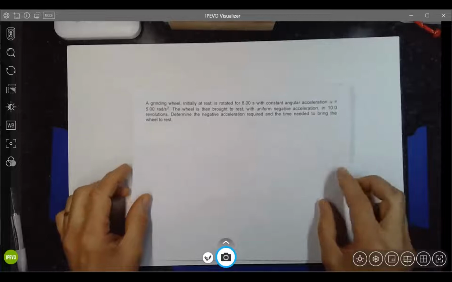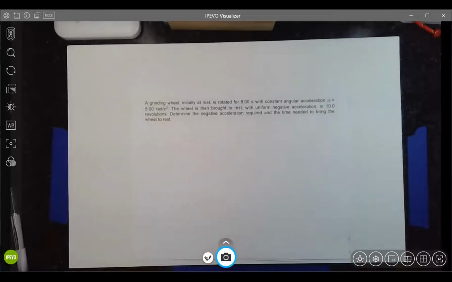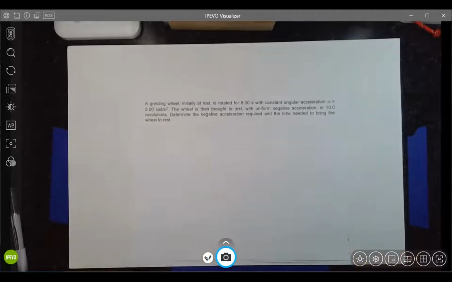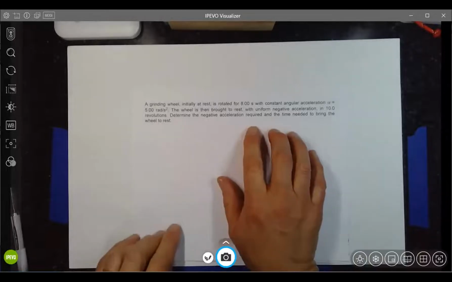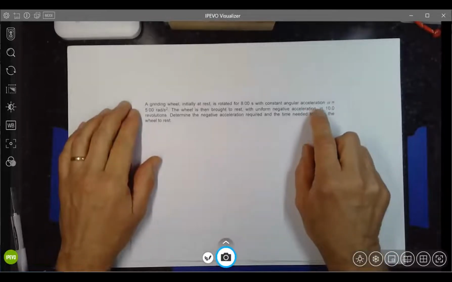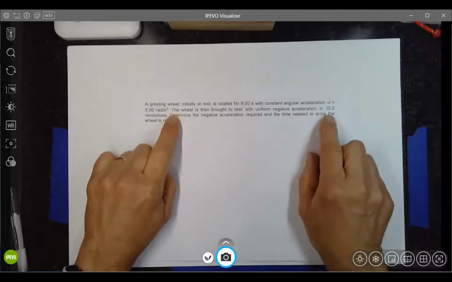Okay, here's another problem. I'm not going to bother with the given and to be determined on this one, but we have a grinding wheel initially at rest, rotated for 8 seconds with a constant angular acceleration, 5 radians per second squared. The wheel is then brought to rest with uniform negative acceleration in 10.0 revolutions. Oh man, we've got things mixed again, but that's okay. Determine the negative acceleration required and the time needed to bring the wheel to rest. So it's similar to the last problem, except that we don't know the initial angular velocity when it's beginning to be brought to rest, but we can figure it out.